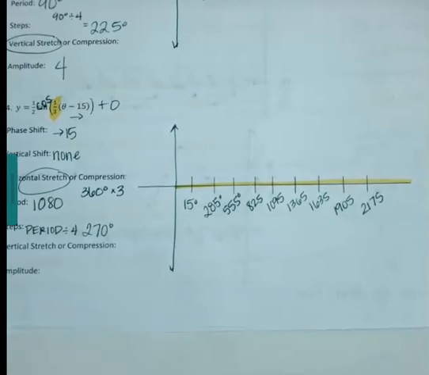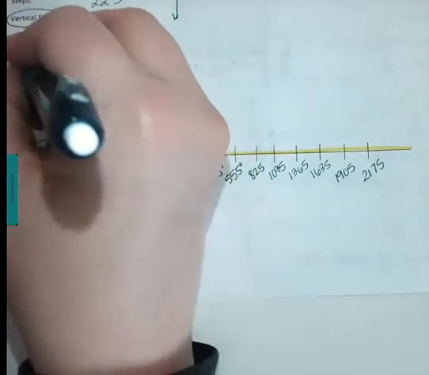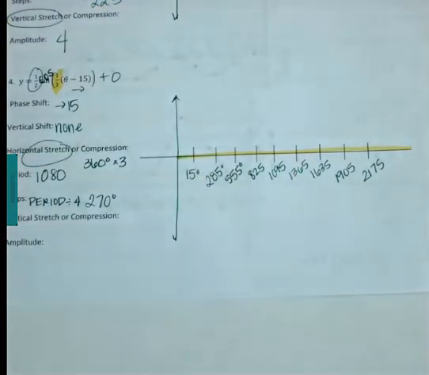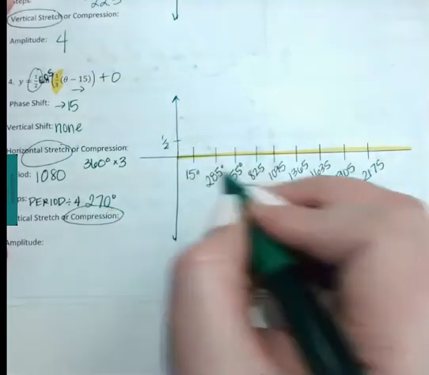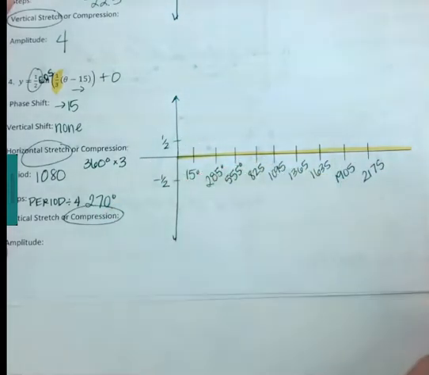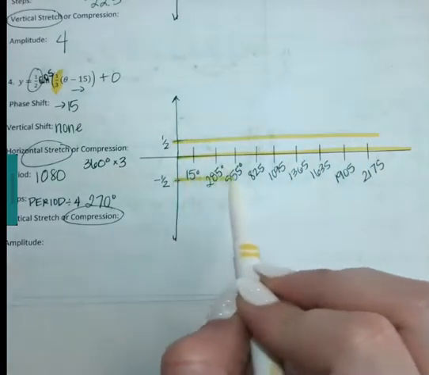Okay, and then look at the number in the very front. It's a half, so is it a compression or a stretch? Now remember, the half on the outside isn't reverse, so it would still be a compression. So what that means is from the middle, it's only going to go up a half, and then down a half, and then up a half, and then down a half, and then up a half, and then down a half. Okay, so this is the top, this is the bottom.